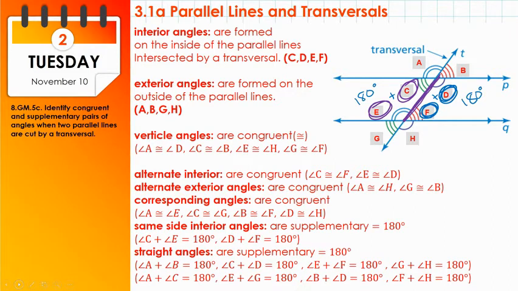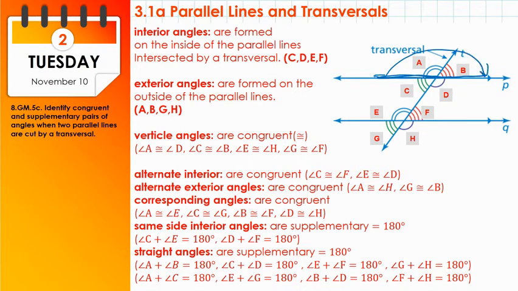And I won't go through all of them, but these should pretty much just make sense. So when I'm looking at a straight angle, it forms a straight line. Straight angle, right? So angle A plus angle B will equal 180 degrees. E and F will be 180 degrees. E plus F will equal 180.